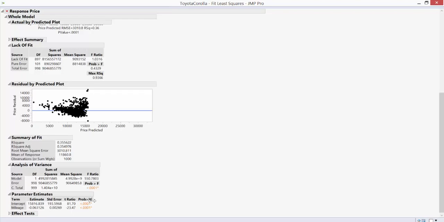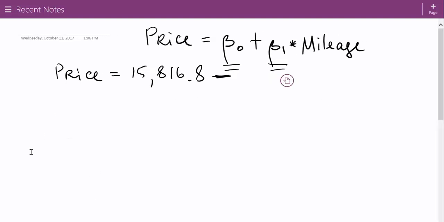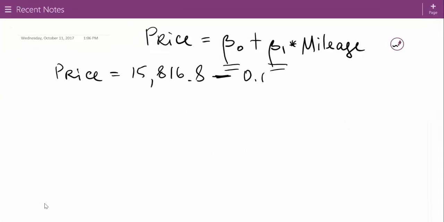So therefore, my model is, let's write that down: price equals 15,816.8, I believe, minus sign right there, 0.0631 times the mileage. So minus 0.0631 times mileage. Okay, that is my model right there.